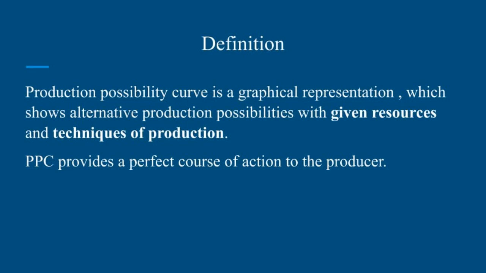So, a production possibility curve or production possibility frontier is a graphical representation that shows alternative production possibilities with given resources and techniques of production. It simply means that with the help of a given amount of resources and a given state of technology, it shows various alternative production possibilities that can be done. So it provides a perfect course of action to the producer in order to solve the central problems of an economy.